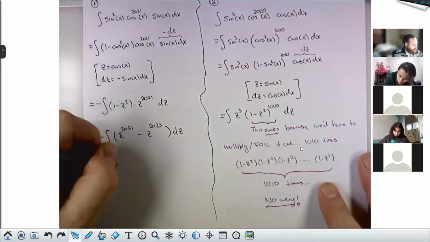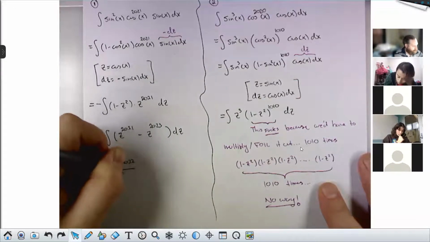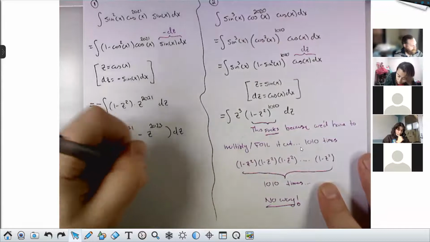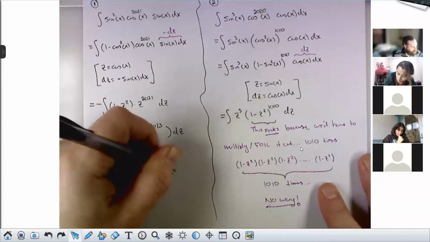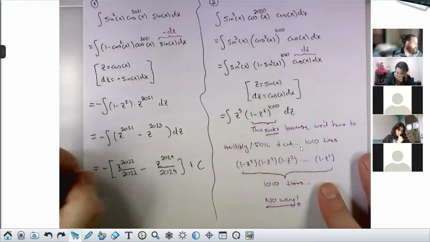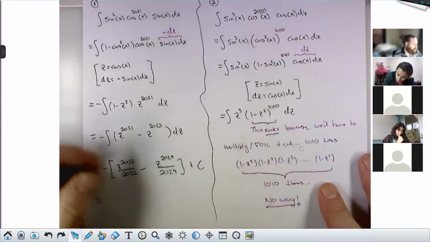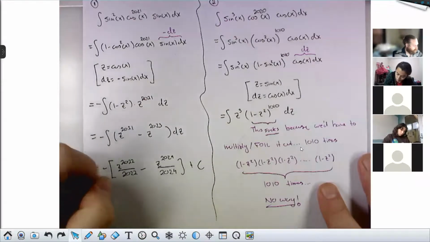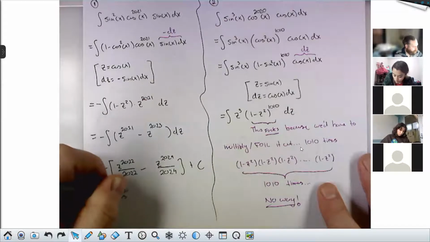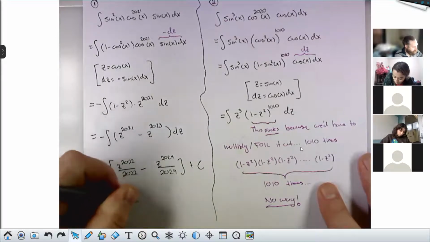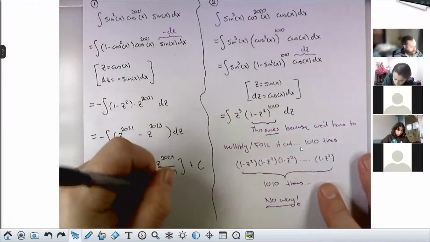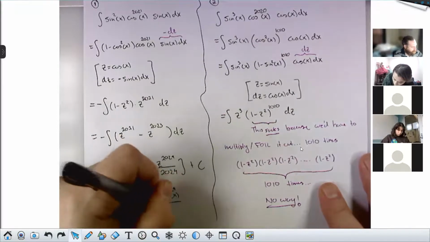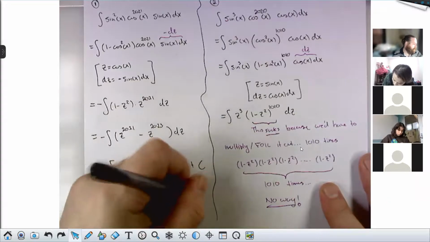So it's negative z to the 2022 over 2022 minus z to the 2024 over 2024 plus a constant. And then distributing this negative and plugging back in z for cos x, that's negative cos 2022 of x over 2022 plus cos 2024 of x over 2024 plus a constant.